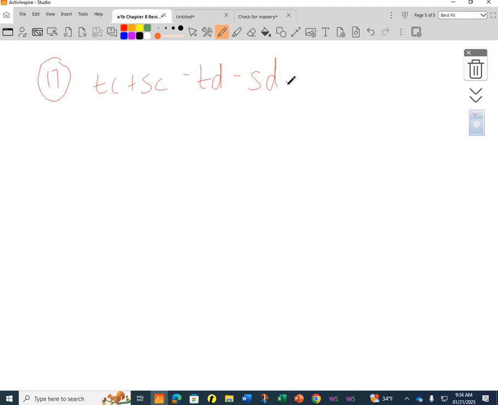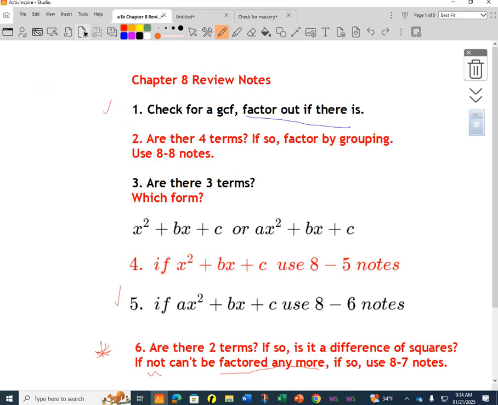Okay. So is there something we can take out of all 4 terms, Bobby? There's a t and a c in the first one. There's not a t in all the terms, and there's not a c in all the terms. So there's not a greatest common factor. Does that make sense, Gladys? Yeah. So none of these, there's nothing that occurs in all of them. So if we go back to our notes, it says now, are there 4 terms? There are 4 terms, so we're going to factor by grouping.